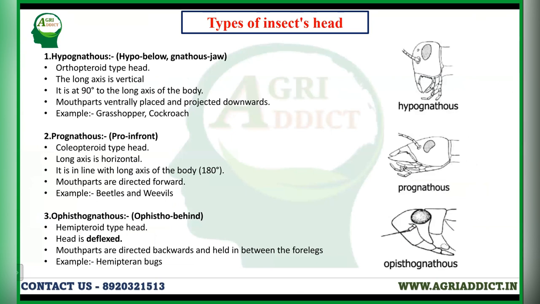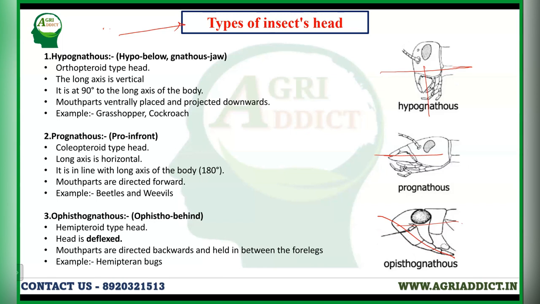So let's start. Okay. So first, the types of insect head. Which type of head can you find in different kinds of insects? There are mainly three types of head in insects, which are the hypognathous type, prognathous type, and opisthognathous type. This classification of head in insects is mainly based on the inclination of the long axis of the head and the orientation of the mouth part. This is the long axis of the head, and its inclination can be a 90 degree angle, it can be completely straight like a 180 degree angle, and it can be completely reflexed.